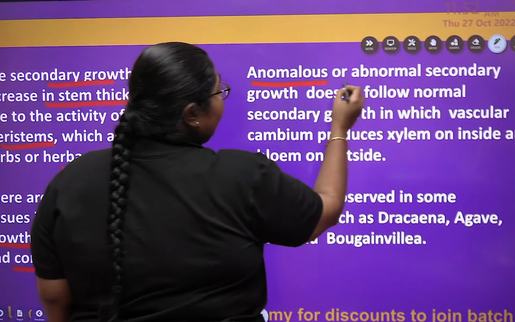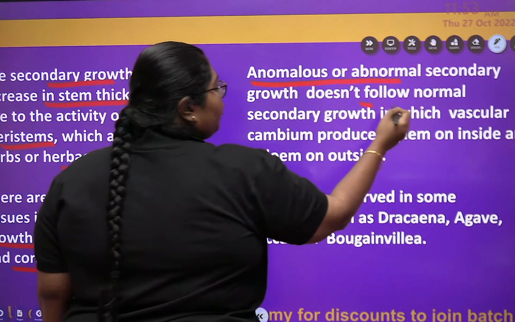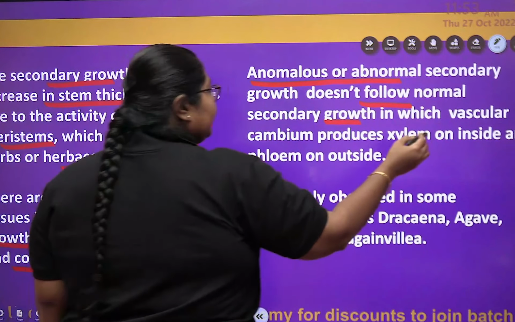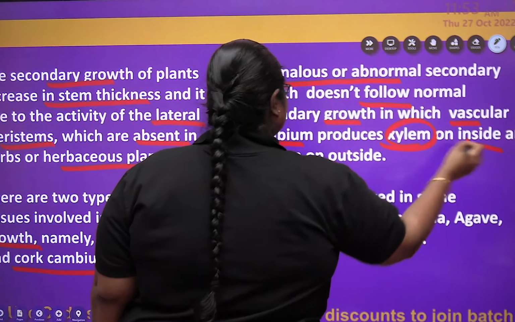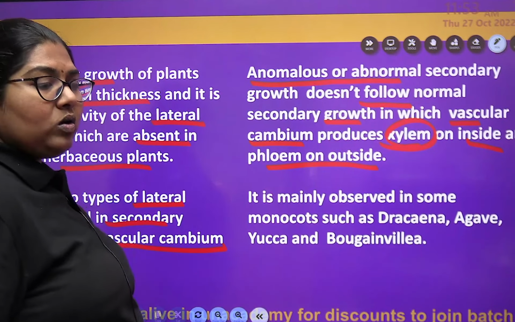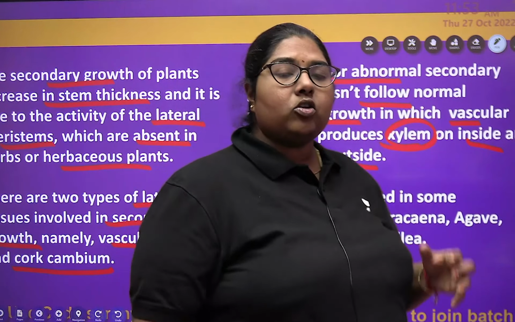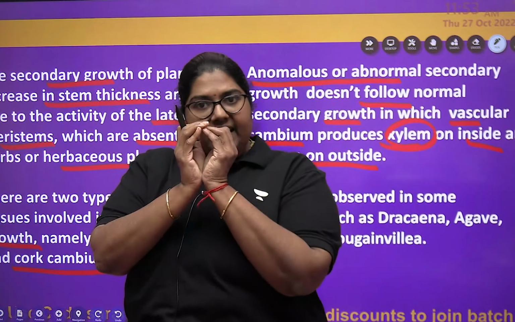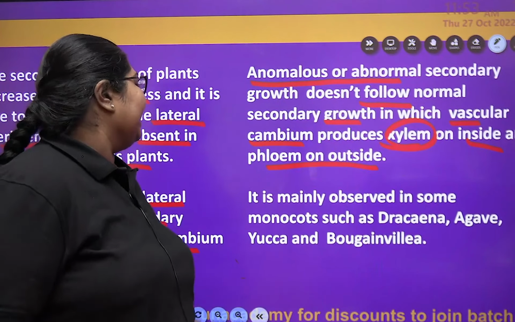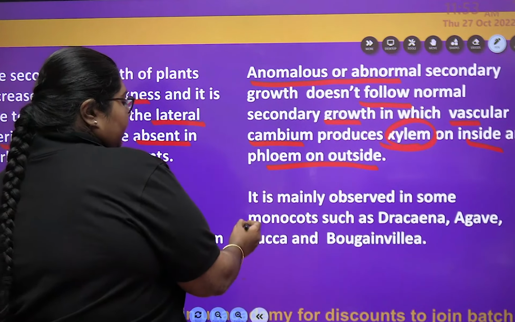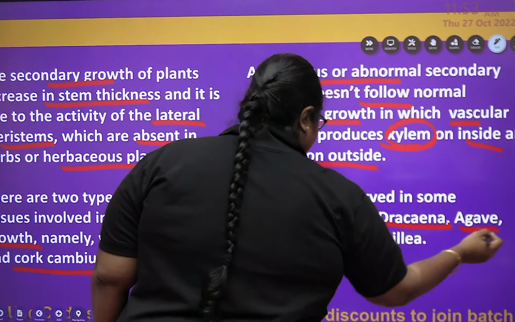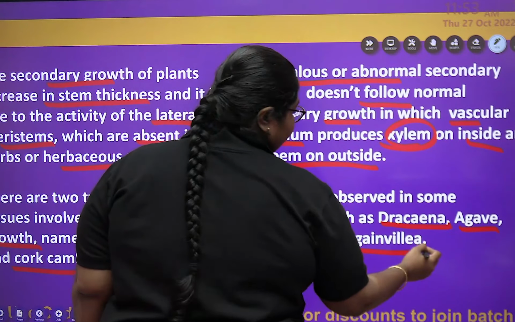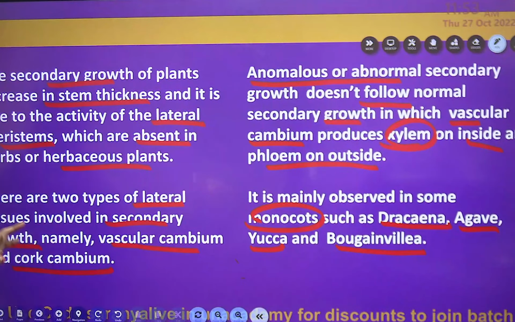If it is anomalous growth, it will not follow normal secondary growth. In normal growth, the vascular cambium produces the xylem on the inside and phloem on the outside. So in abnormal growth, what happens? Xylem is inside and phloem is outside, right? This is observed in the monocots. So what are these monocots? Dracaena, agave, yucca and bougainvillea. In those four it is observed.